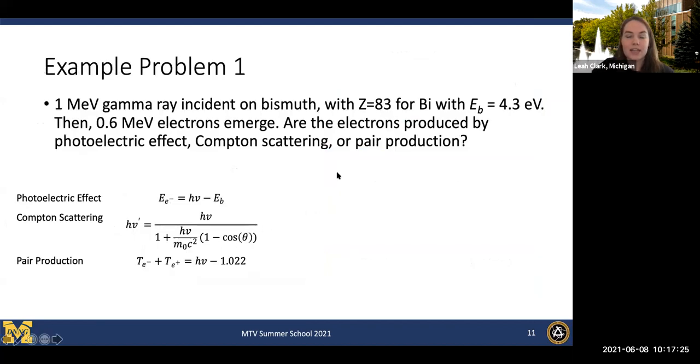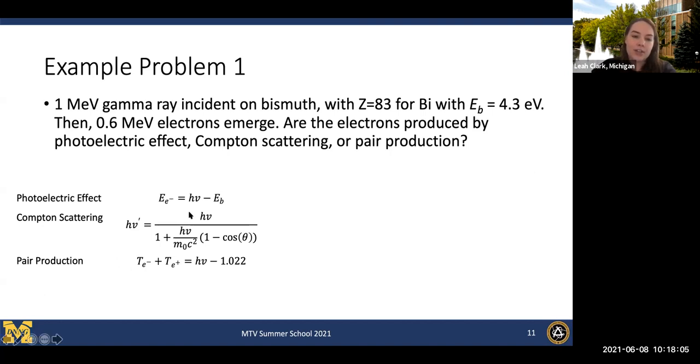Now, because this is a summer school, we're going to do some practice problems, but because it's summer, I'm going to go through the answers with all of you. So our first example problem: we have a 1 MeV gamma ray incident on bismuth, which has an atomic number of 83 and a binding energy of 4.3 eV. Some interaction is going to occur, and 0.6 MeV electrons are going to emerge. Is the electron produced by photoelectric effect, Compton scattering, or pair production?